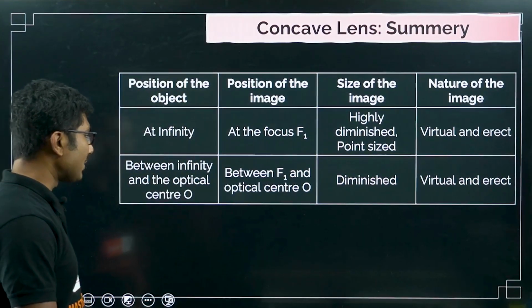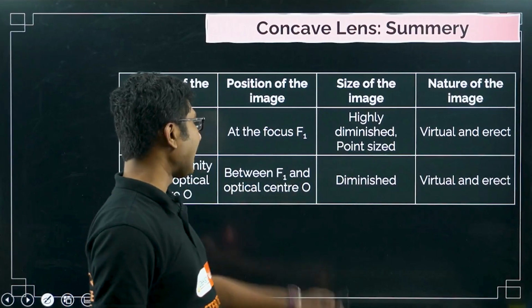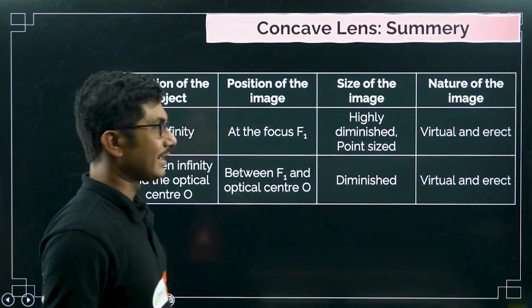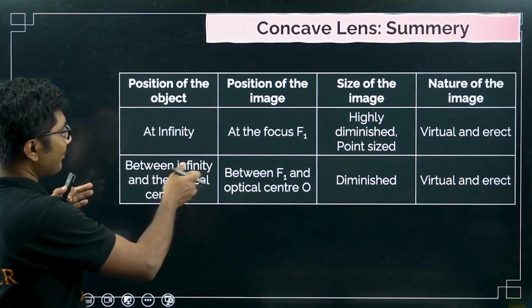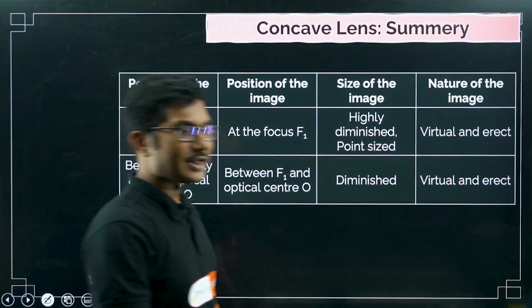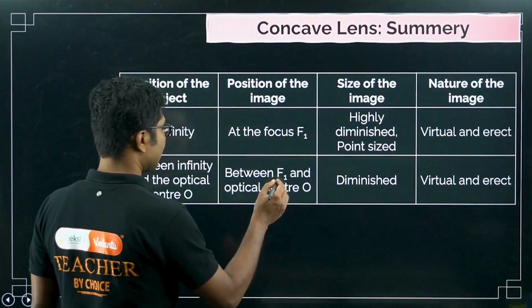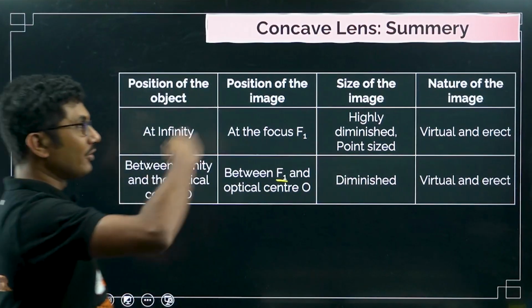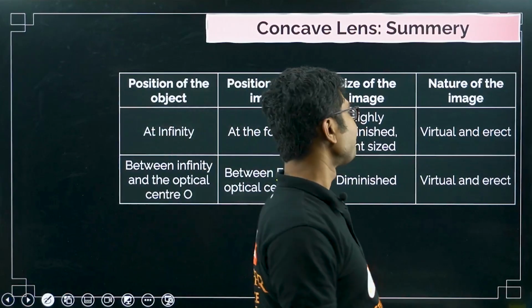Between infinity and the optical center O, between f1 and optical center O, same side, right, diminished, virtual and erect. So wherever you put the object, the image will also be formed on the same side. f1, the numbers should be very important. Anything on the left hand side is f1, on the right hand side is f2, right.